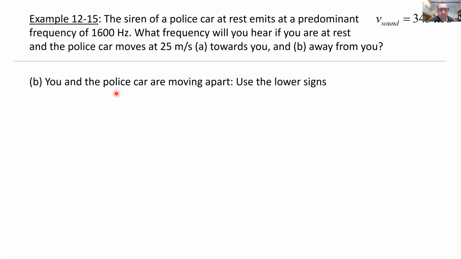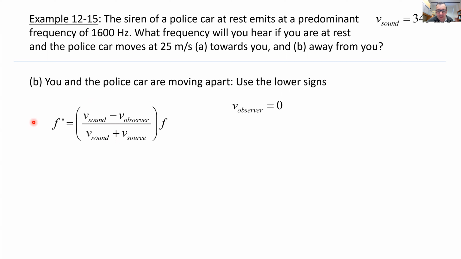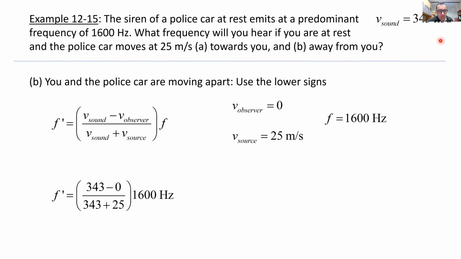Part B is what if you're moving apart. In that case, you use the lower signs in the same formula. So it looks like this. Now you have a minus sign here and a plus sign there. All the numbers are the same. The observer is 0, the source is 25, and frequency is 1600. Same speed of sound. So just do the same calculation with those different signs. And this time you get 1491 hertz.